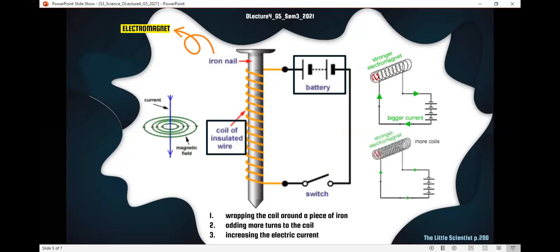Okay? Look at these 2 electromagnets. Please circle the stronger one, the strongest one. There are 2 electromagnets. Which one is stronger than the other one?